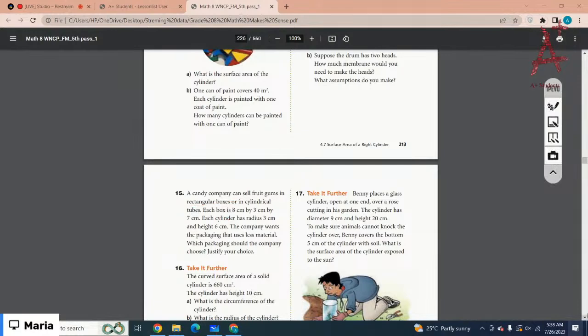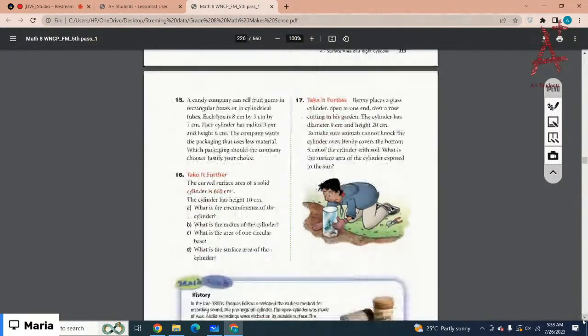Okay. Just look at question number 17. Benny places a glass cylinder open at one end over a rose cutting in his garden. The cylinder has diameter 9 and height 20. To make sure animals cannot knock the cylinder over, Benny covers the bottom 5 centimeter of the cylinder with soil. What is the surface area of the cylinder exposed to the sun? Okay, so he covers 5 centimeter with soil. Earlier the height is 20. So 5 centimeter is covered. That means now the height is 15. Got it? So diameter is 9 and height is 15.